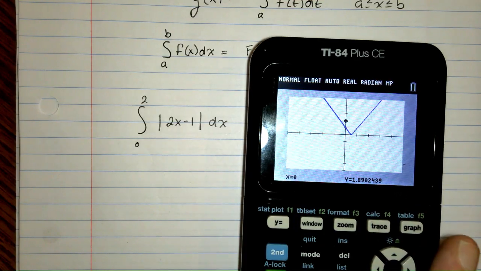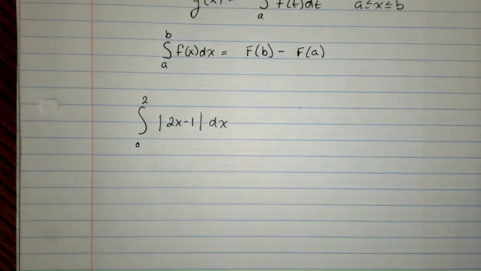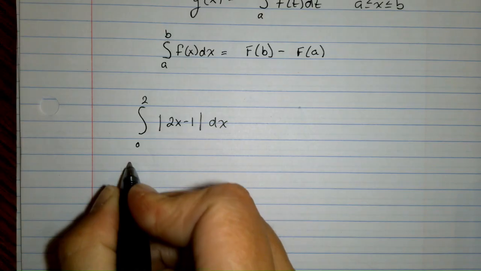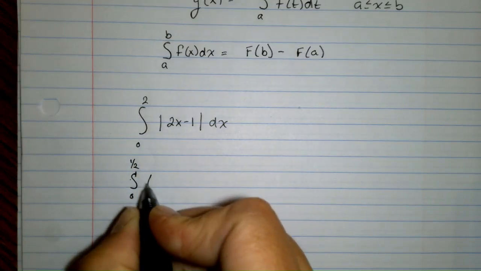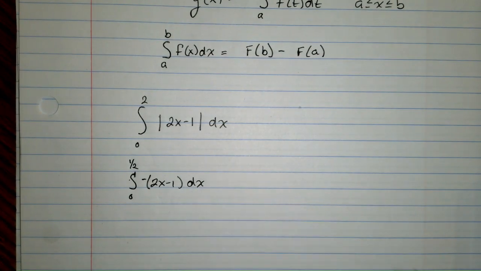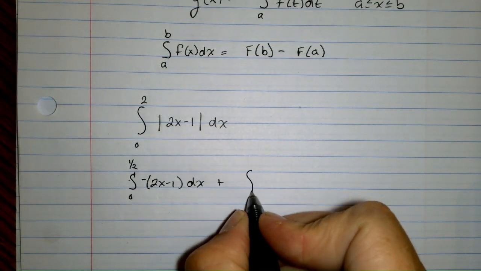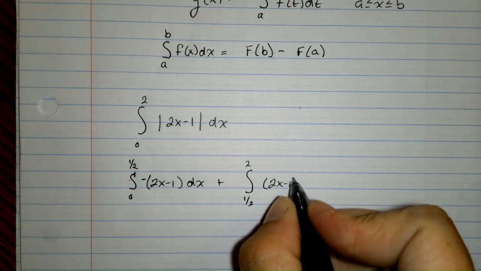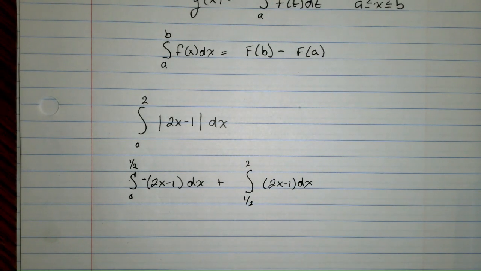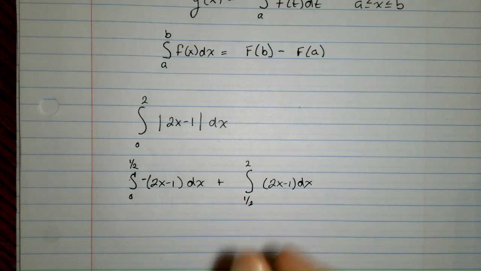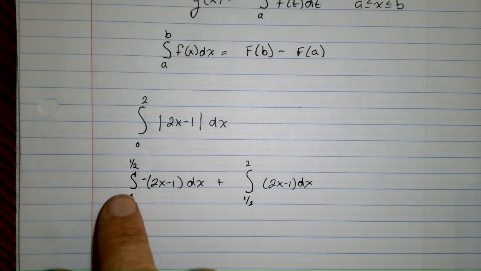That's happening at 1/2. So what we can do, though, is the integral from 0 to 1/2 of negative 2x plus 1 dx plus the integral from 1/2 to 2 of 2x minus 1 dx. So what I've done here is I've broken it up into two lines, and lines are smooth and continuous, whereas absolute values are not. And then we're just going to add those together.